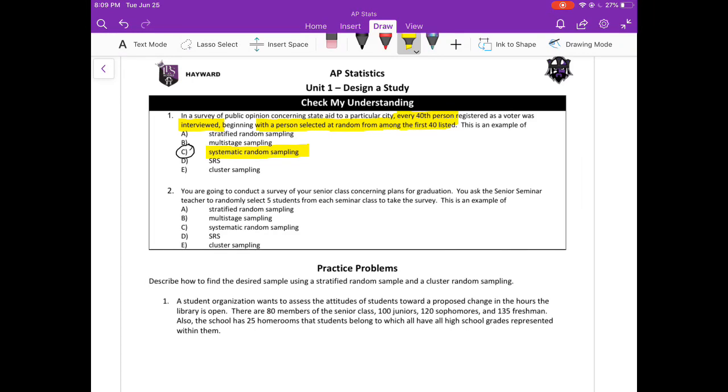Next, 2 says you are going to conduct a survey of your senior class concerning plans for graduation. You ask a senior seminar teacher to randomly select 5 students from each seminar class to take the survey. This is an example of, so here it is some students, so selecting 5 students from each, okay? Selecting 5 from each. So this is saying some from all classes, okay? So since we're doing some from all classes, our answer choice is A, stratified random sampling. Okay.